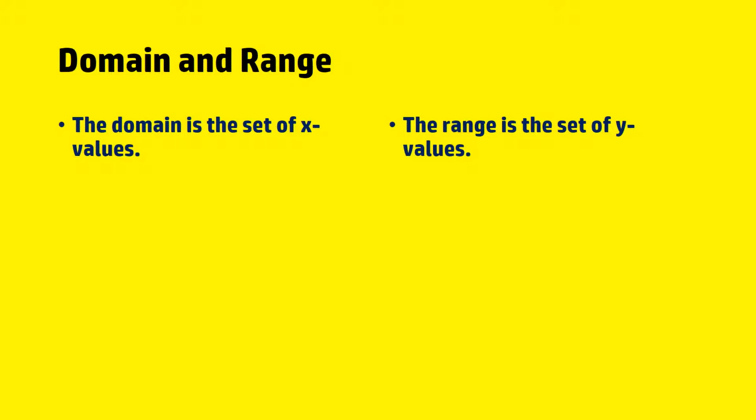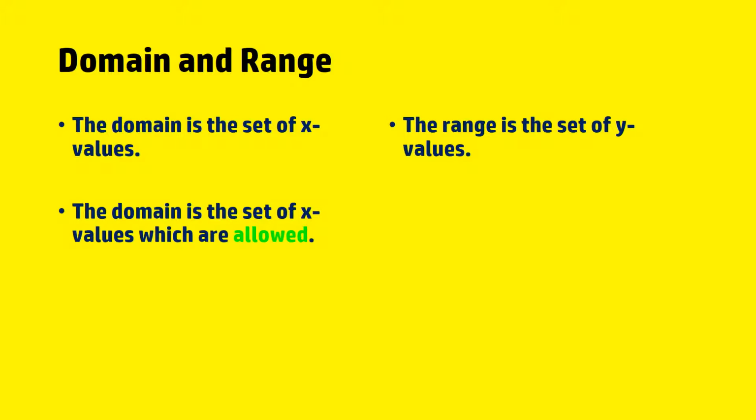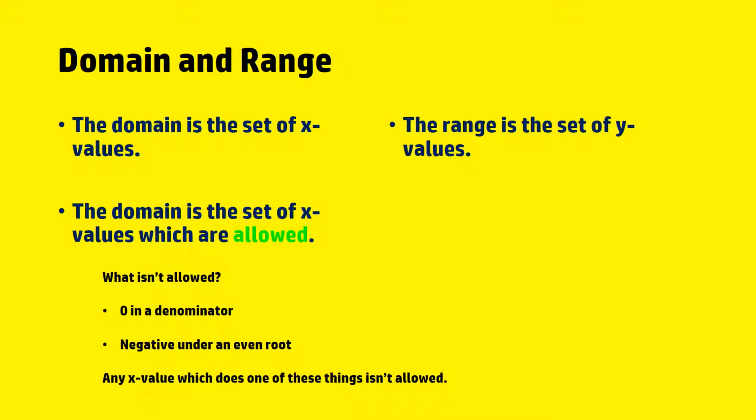Now when we say that the domain is the set of x values, what we're really saying is that the domain is the set of x values which are allowed. What does that mean? They have to be allowed or permitted. Well, what isn't allowed? Zero in a denominator is not allowed. Negative under an even root. You can't have a negative under a square root, for example. Any x value which does one of these things is not allowed.